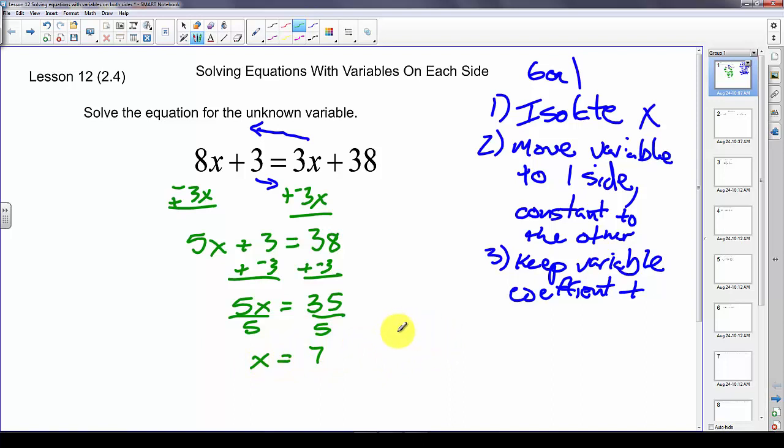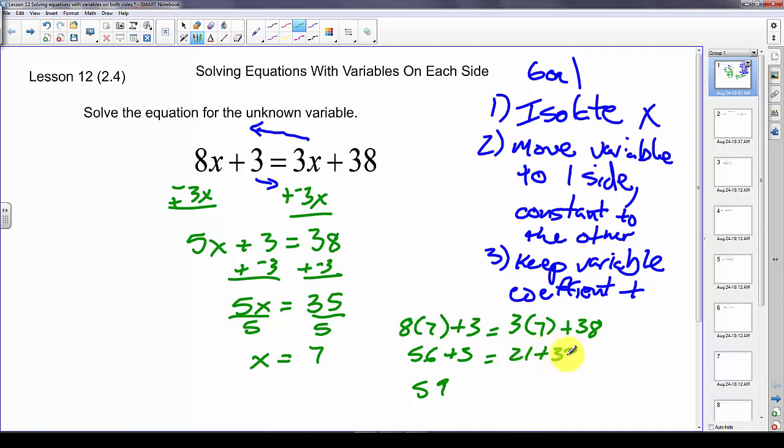Let's do a quick check. I have 8 times 7 plus 3 equals 3 times 7 plus 38. 8 times 7 is 56 plus 3 is 59. 21 plus 38 is 59, and the problem checks.